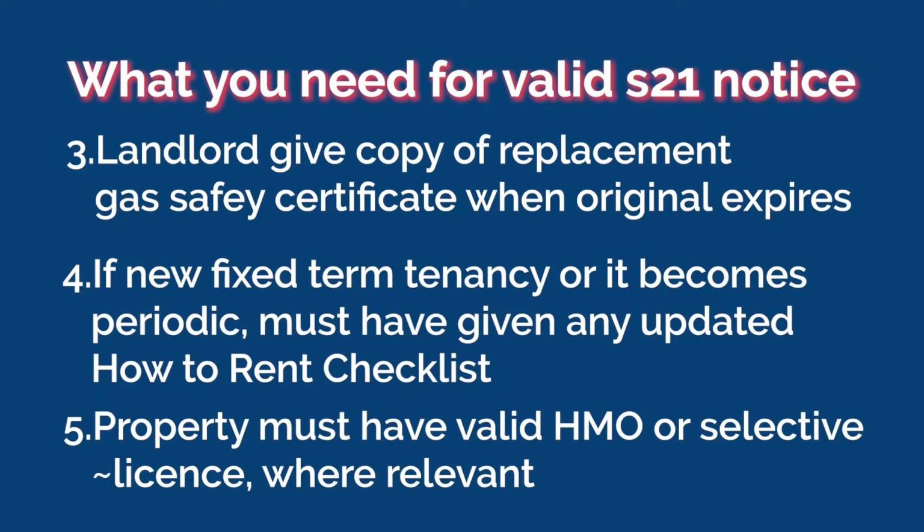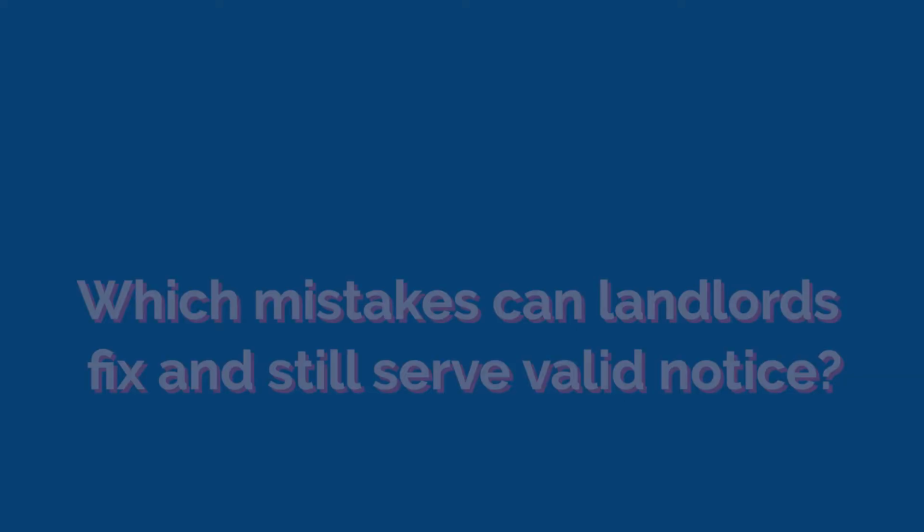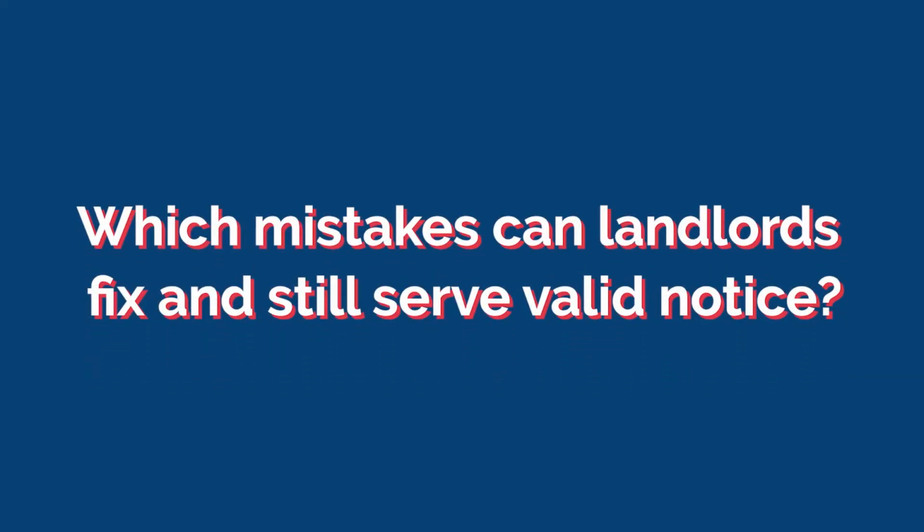If the property needed a license, say an HMO license or a selective license, then you must have a valid license before you serve Section 21. Otherwise, Section 21 won't be valid. It also mustn't be a revenge or a retaliatory notice after a tenant has complained about their housing conditions. Now we'll get on to which mistakes landlords can fix and still serve a valid Section 21 notice.